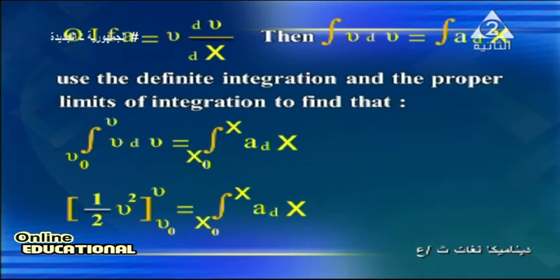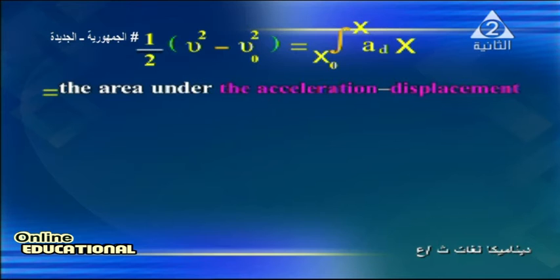Now we can substitute the limits v and v naught. Then half v squared minus v naught squared equals the integration of the acceleration a dx from x naught to x. This relation equals the area under the acceleration-displacement graph.